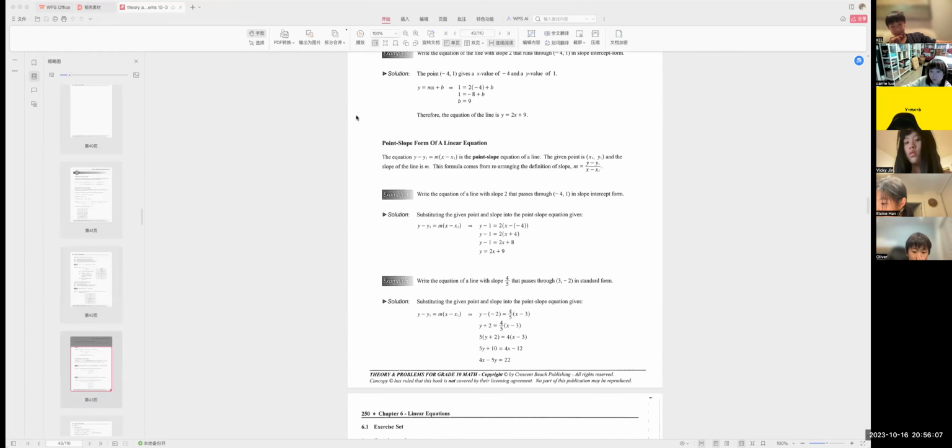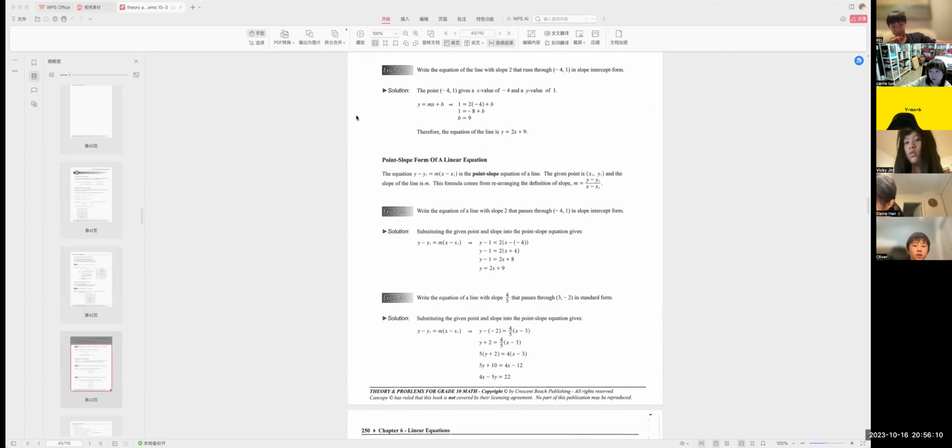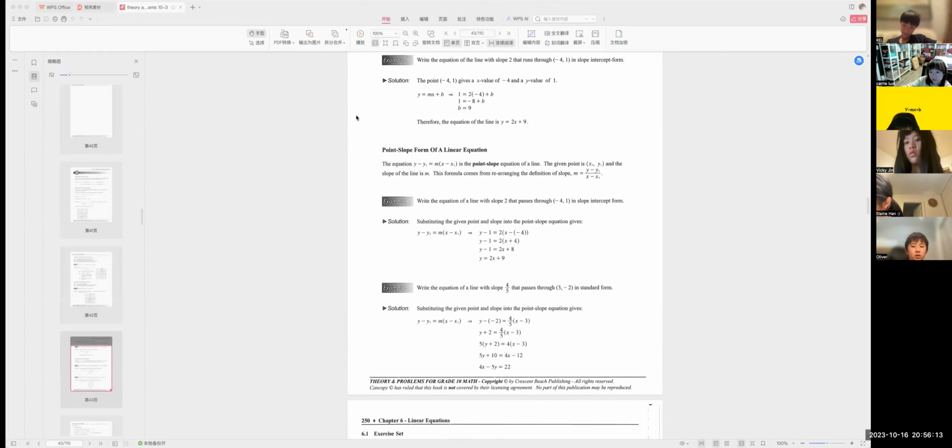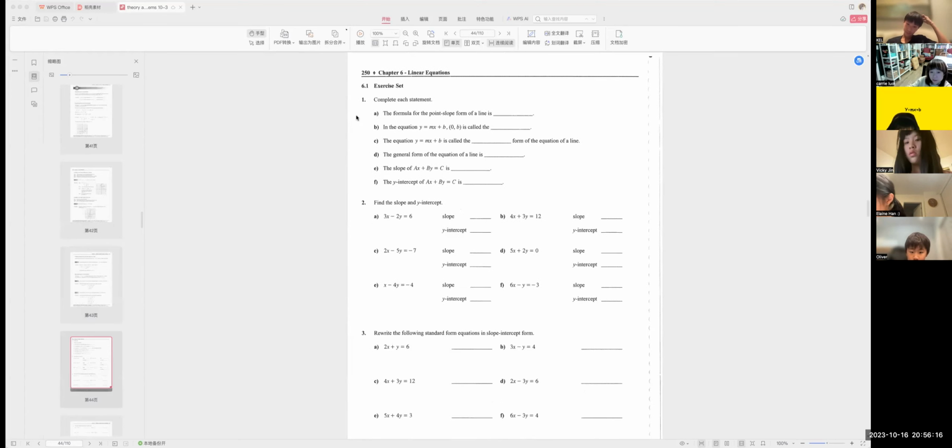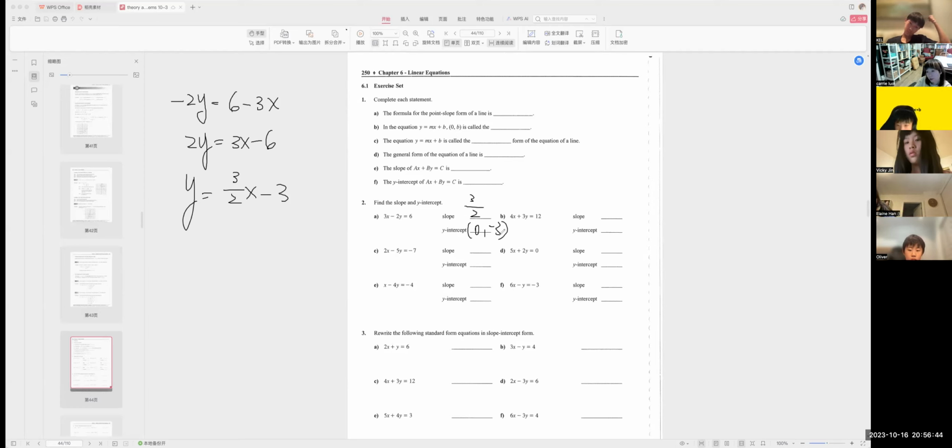Now let's look at the point slope form of a linear equation. It's the same as before: m equals y minus y one over x minus x one. Now the problem: we first write it as 2y equals 6 minus 3x. So 2y equals 3x minus 6, and y equals 3 over 2 x minus 3. So the slope is 3 over 2, and the y intersection is (0, -3). Get it?